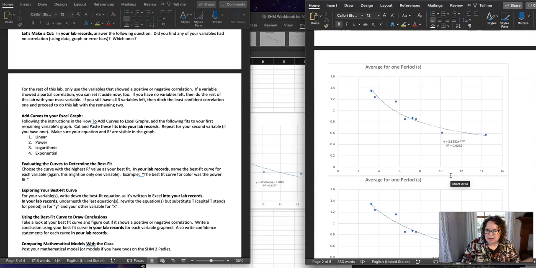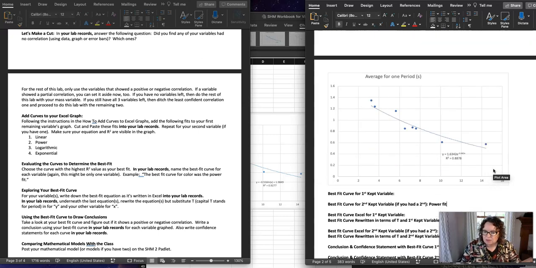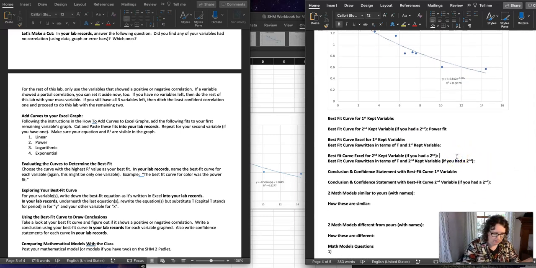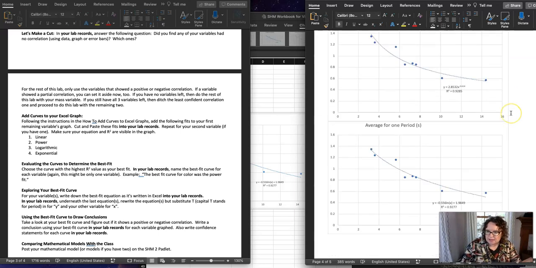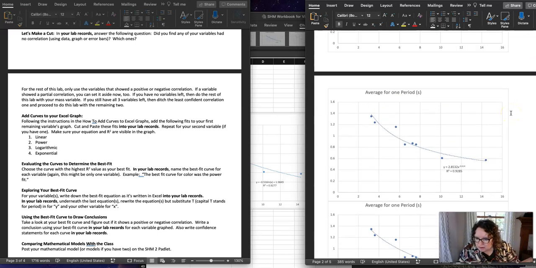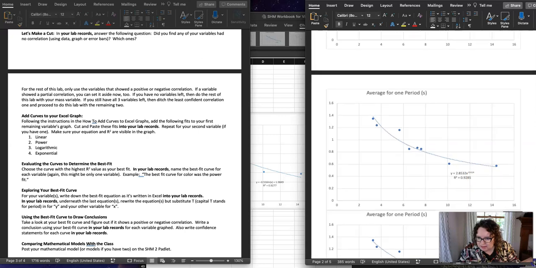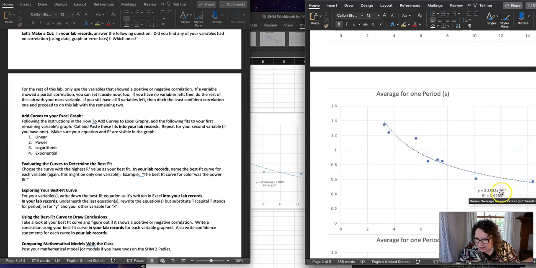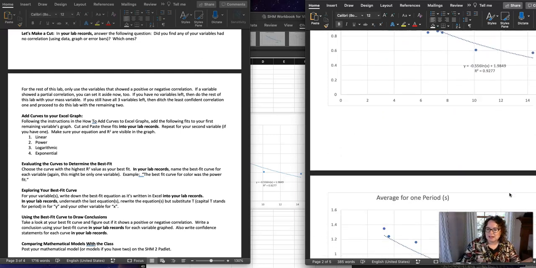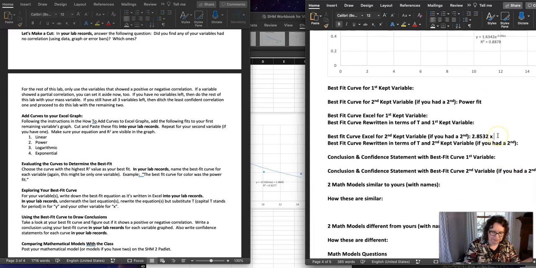Okay, now it wants us to write down the best fit from the Excel, 2.8532. And then I have x, and then I have it to a power. Oh my goodness, is that a negative? I'm gonna have to zoom in. X to the negative 0.614. Okay, and then I'm going to quickly make that an exponent.